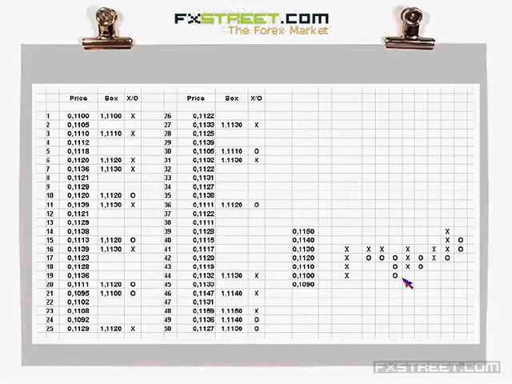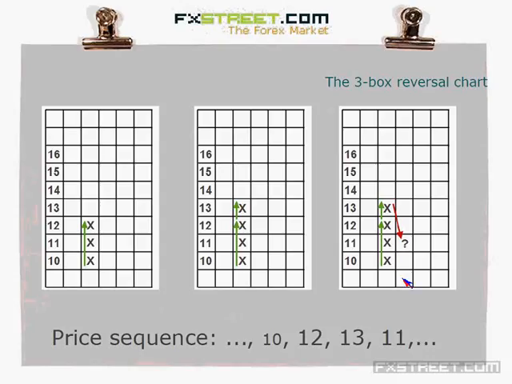And here we have the complete sequence up to price number 50, and here on the right side we see the complete sequence in the one box reversal chart.